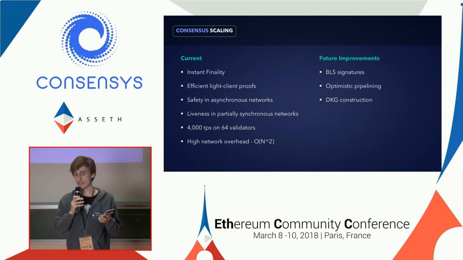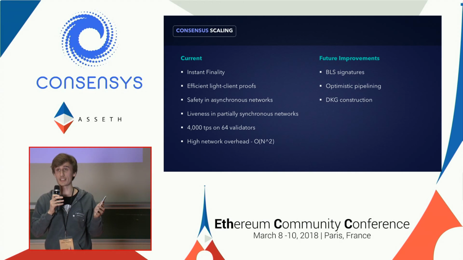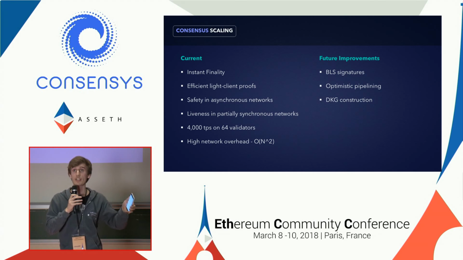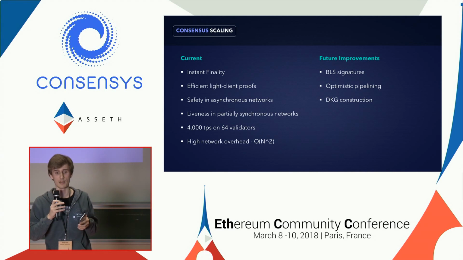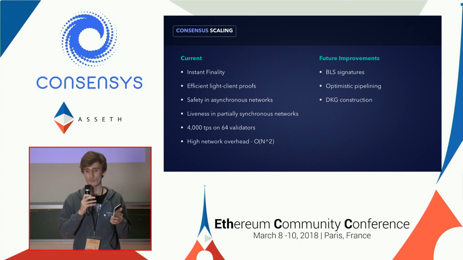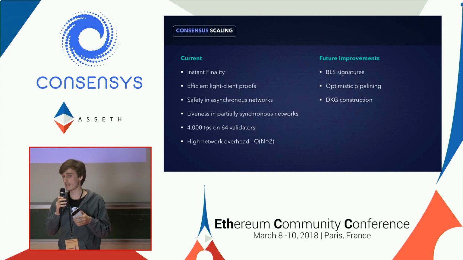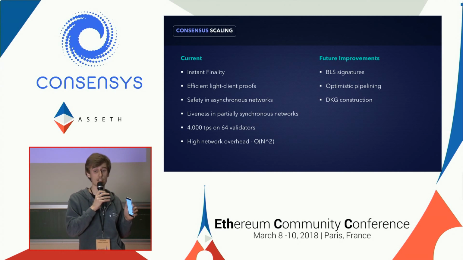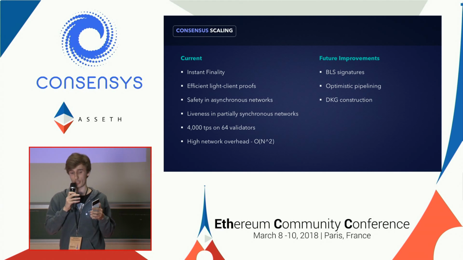One of the downsides is you have quite high network overhead. Some future improvements we're working on are BLS signatures, so we can aggregate votes on the network stack or the peer-to-peer network layer, so that we reduce this network overhead. Optimistic pipelining to get even higher transaction throughput, and DKG constructions, decentralized key generation, which would allow us to prevent validator front running.